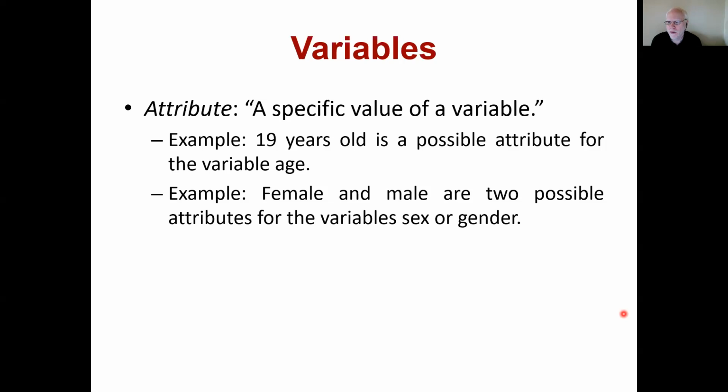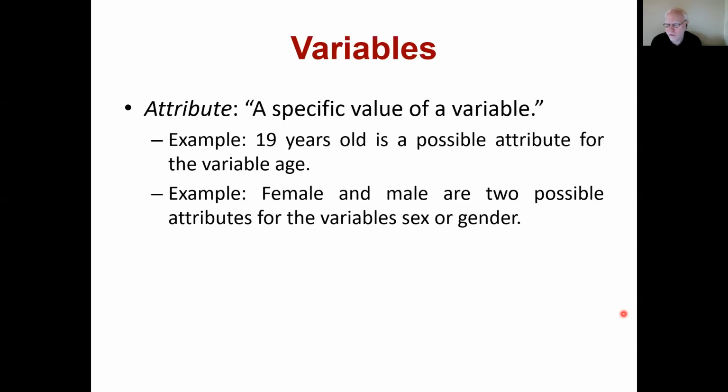So for example, if we're dealing with the age variable, and we did a survey, and one of the questions was, how old are you? And somebody was 19, and so they answered 19. That's a specific value, and so that's an attribute for the age variable. The age variable would have all the possible ages that somebody responding to your survey could have.